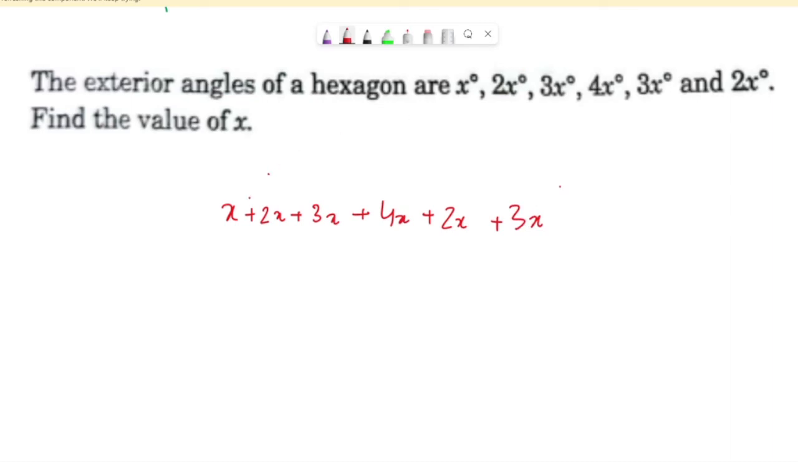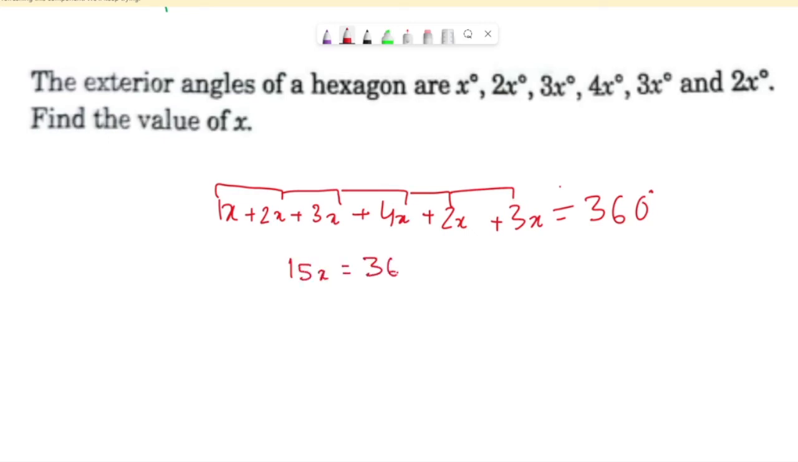I think I have all of them. 1, 2, 3, 4, 5, 6. Yeah, they all add up to 360. So let's add them together. Well, x alone is actually 1x. So 1 plus 2, 3, 3 plus 3, 6, 6 plus 4, 10, 10 plus 2, 12, 12 plus 3, 15. They all together are 15x equal to 360.